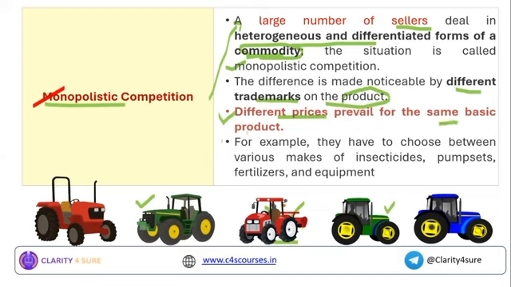Take for example, in agriculture, you choose between various insecticides, pesticides, fertilizers, equipment. They are offering the same basic function, but these companies are charging different prices.